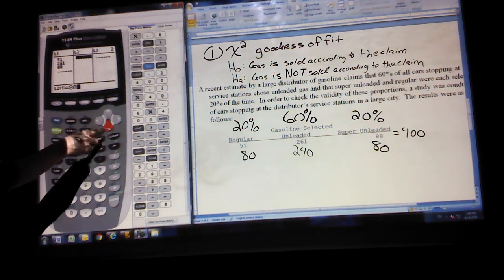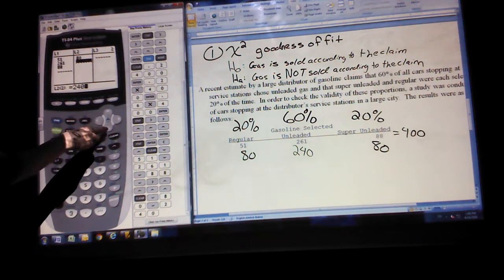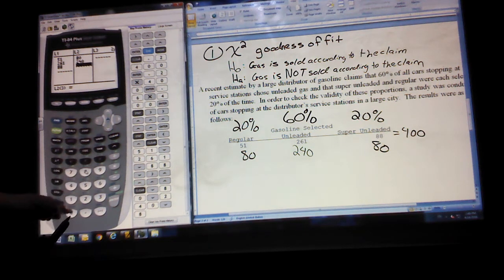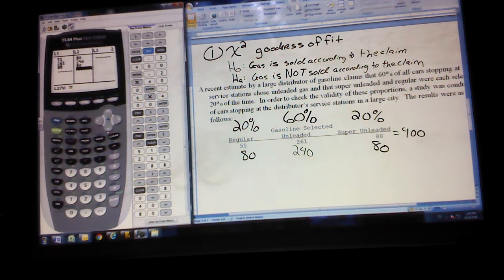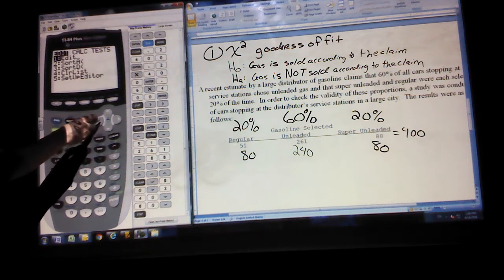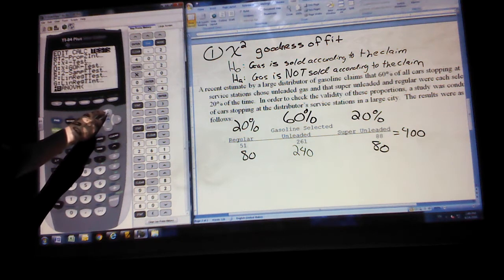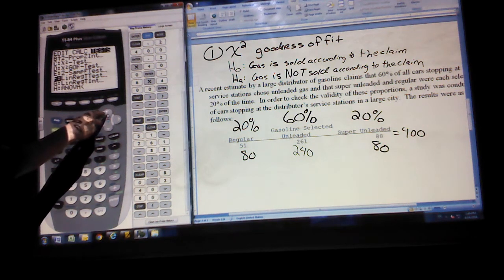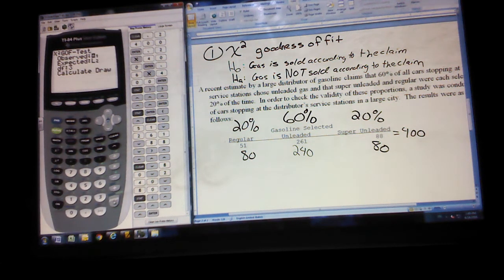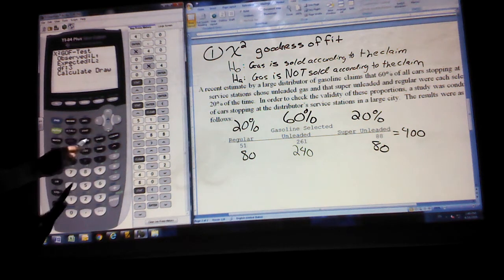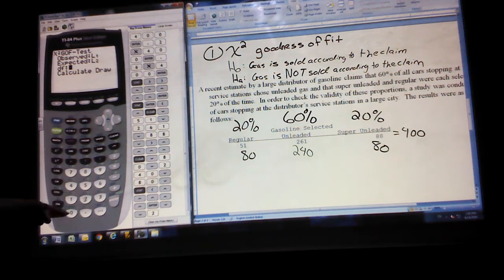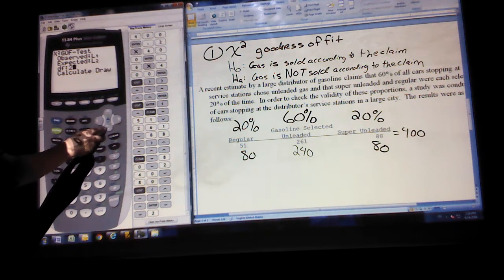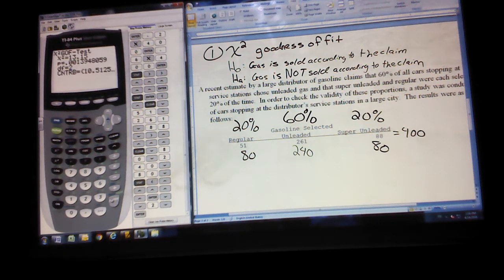80, 240, 80. And now we go and run our tests. Stat, test, chi-squared, goodness of fit. And we do need to make sure that we have degrees of freedom. Degrees of freedom are number of categories minus 1, so that would be 3 minus 1, 2. Calculate, and we get our p-value. Our p-value is like 1%.